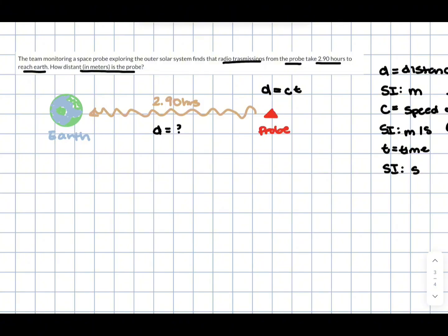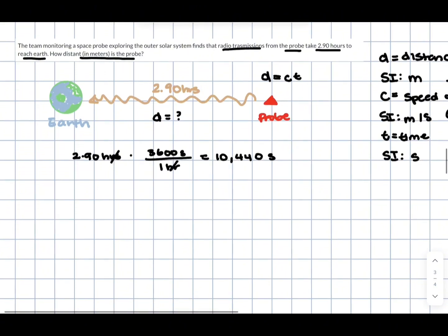So one thing that we can do first is go ahead and substitute everything. So we have that 2.9 hours. Right, we have to turn it into seconds first. So we have times 3,600 seconds over 1 hour, and then our hours cancel out. And then we plug that into a calculator, we get 10,440 seconds.